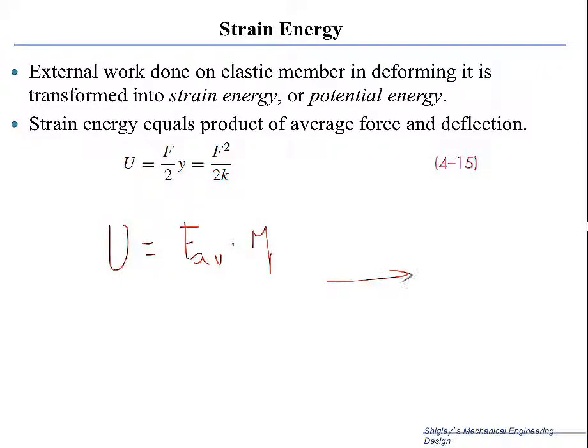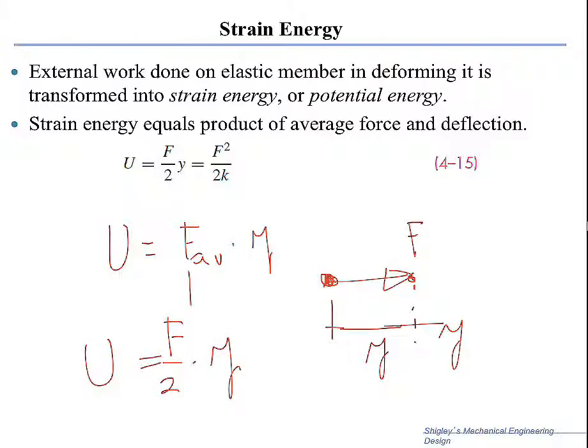Let's say that we have a force and the force is moving a distance y on this axis, and the force starts from 0 and then it becomes capital F at the end of the displacement, at the end of the y displacement. So it starts from 0 and ends at F. Therefore, the average force is F over 2. So during the displacement, the average force is F over 2, and the displacement is y. And therefore, we would have the elastic energy stored is F over 2 times y.